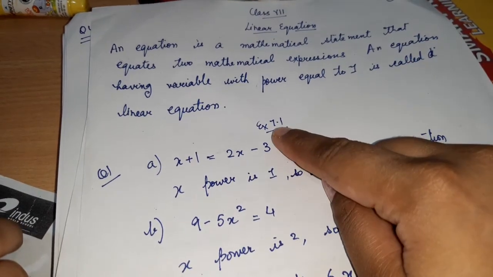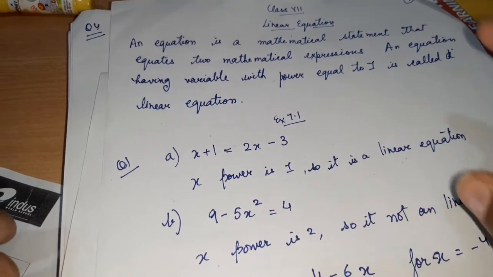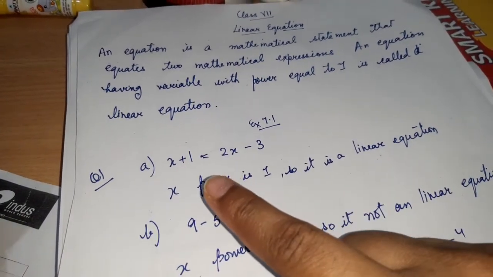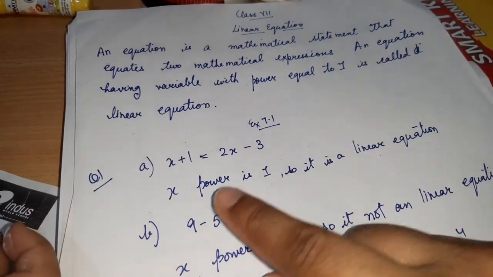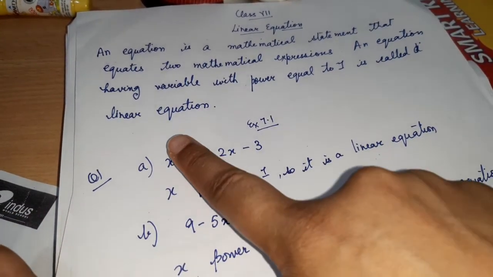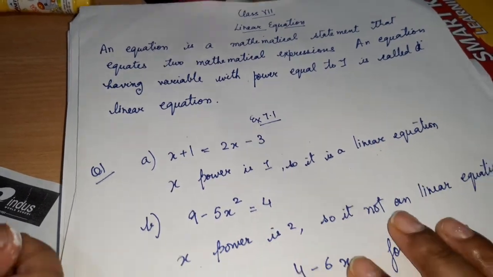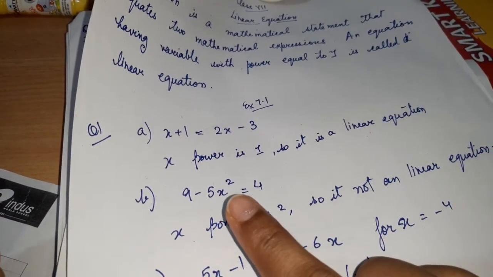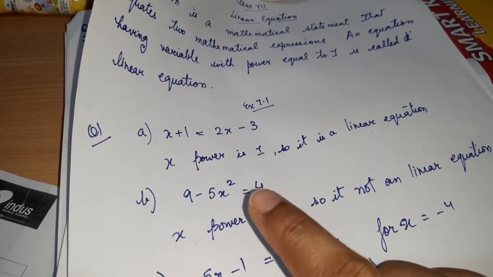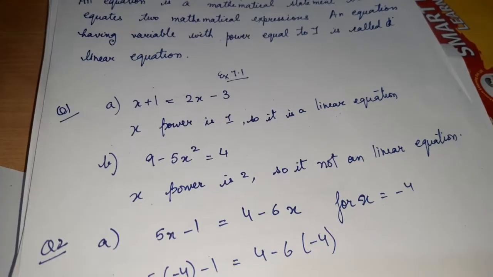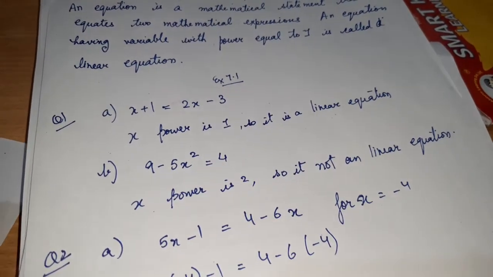So let's see exercise 7.1. The question is कि which of the following is a linear equation. So x plus 1 is equal to 2x minus 3. So x की power is the exponential value. x की power is 1, so it is a linear equation. B part is 9 minus 5x square is equal to 4. x की power है 2. So this is not a linear equation क्योंकि x की power 2 है, 1 नहीं है.